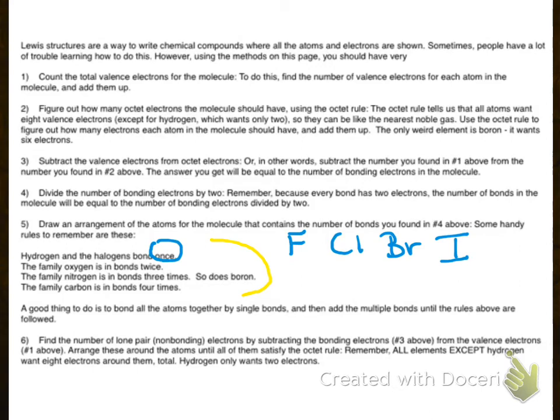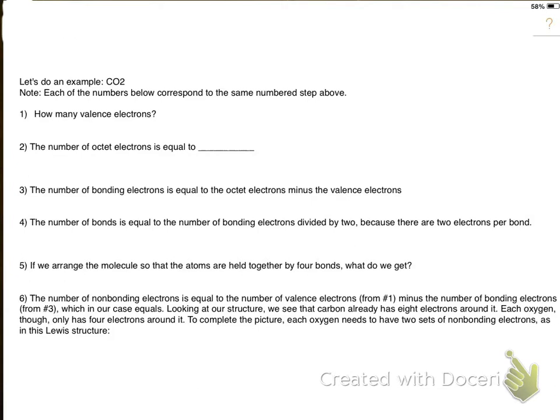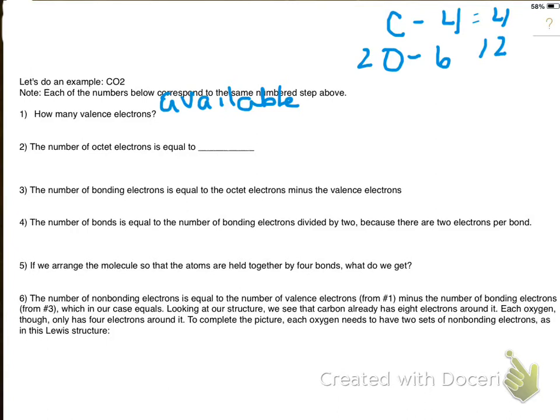Let's look at an example of these steps of how to draw the Lewis structure. So step 1 says count up how many valence electrons are available. So we're going to do an example of CO2. Carbon has how many valence electrons? It has 4. Oxygen has 6. We have 2 oxygens though, so we're going to have 4 electrons from carbon, 12 electrons from oxygen, for a total of 16 available electrons.